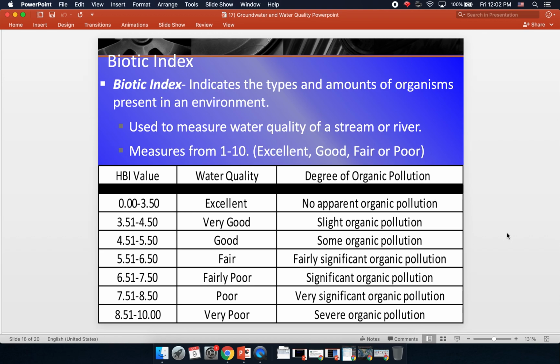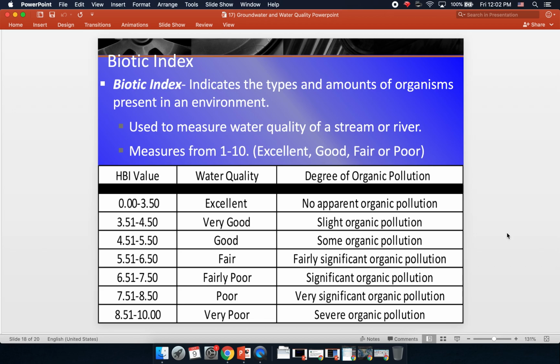6.5 to 7.5 is fairly poor, significant organic pollution. 7.5 to 8.5 is poor, very significant organic pollution. So now we're kind of at water that you may not want to use. You especially probably don't want to drink it. You might be risking sicknesses by doing it, some of which can be very serious and perhaps even lethal.